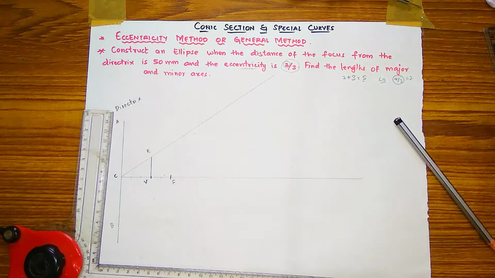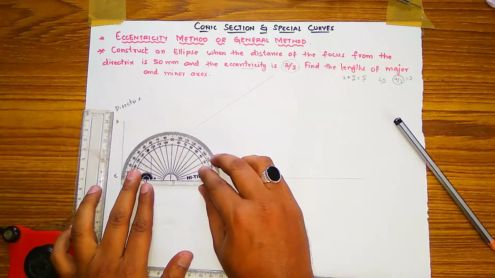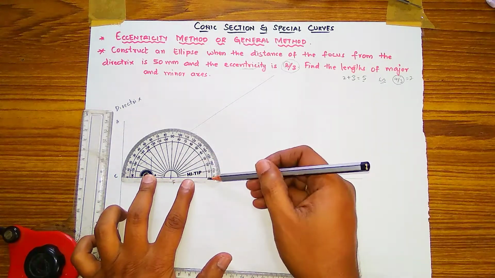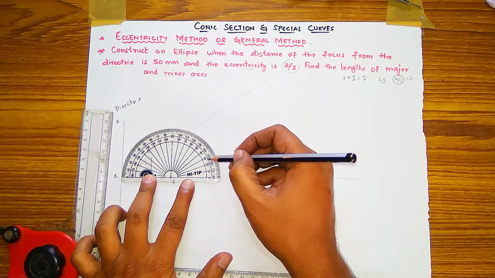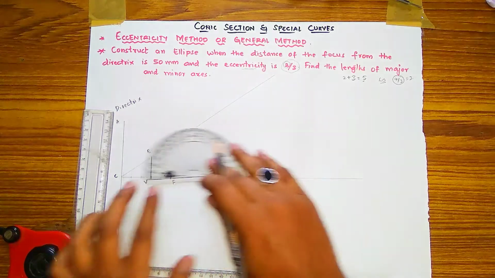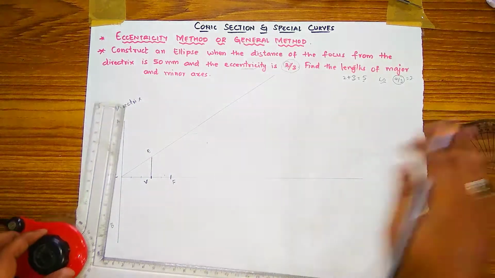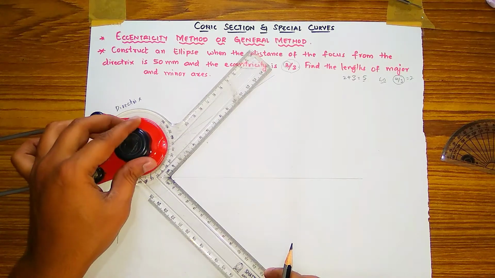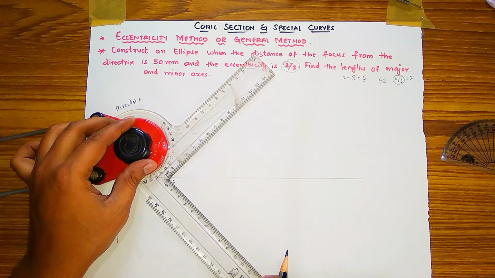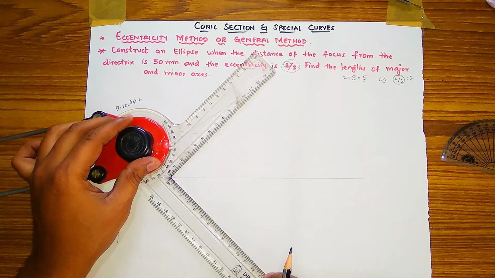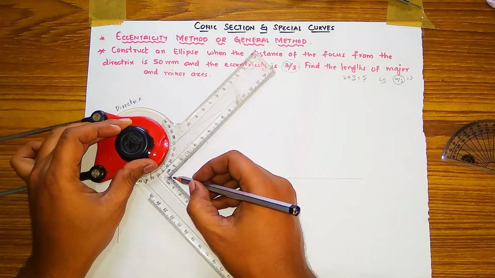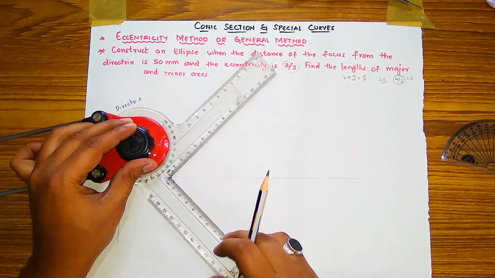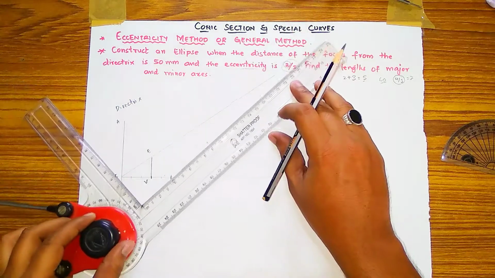Now on this focus F you have to keep the protractor like this, exactly, and you have to take the angle 45 degrees: 10, 20, 30, 40, 45 degrees like this. Now take a point here. From the focus and that point, you have to adjust your drafter like this and take a line. Carefully adjust it. My scale is not coming, so I am taking it like this.